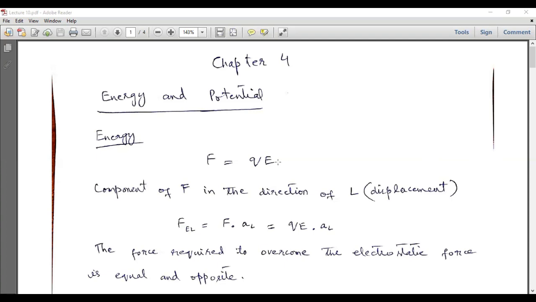In electrostatics, we will use electrostatic force, which is F equal to QE. Q is the magnitude of charge. E is the electric field intensity. Force and electric field are vector quantities. Charge is a scalar quantity.